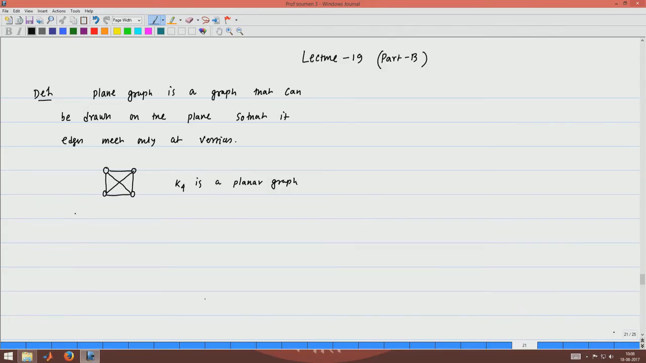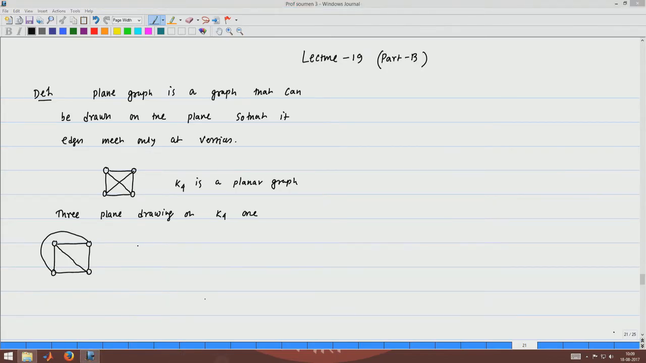And three plane drawings of K4 are as follows. We need to draw the edges in such a way that the edges meet only at vertices. So, this edge, instead of drawing in this way, I can redraw it in this way. Now you can see that all the edges meet only at vertices, and this is another drawing of the same graph K4 without any edge crossing. So, this is an edge crossing, and this is not allowed in a planar graph.